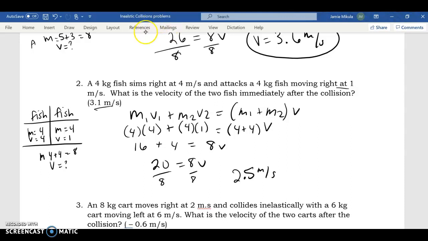So I don't know that that's right. Let me read it again. Okay, a 4 kilogram fish swims to the right at 4. Attacks a 4 kilogram fish moving to the right at 1. Okay, I didn't do any math wrong, did I? 4 times 4 is 16. 4 times 1 is 4. 16 plus 4 is 20. 4 plus 4 is 8. All right, I think he had his answer choice wrong, or his answer wrong. So I'm getting 2.5.